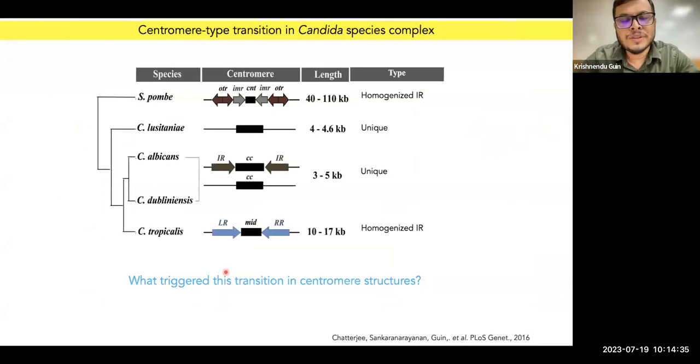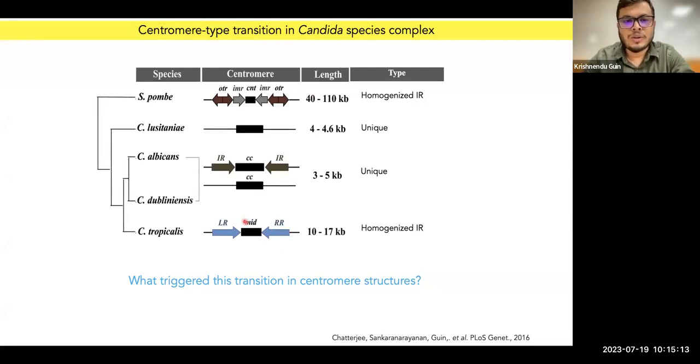This identification of inverted repeat associated structures in Candida tropicalis was kind of surprising for us, because before the identification of the centromere in Candida tropicalis, the other two species with known centromeres, Candida albicans and Candida dubliniensis, had kind of unique DNA sequences without structural elements to them. Although one of the centromeres in Candida albicans has inverted repeat associated elements. So all the centromeres of Candida tropicalis having inverted repeat associated homogenized sequences was kind of interesting for us.